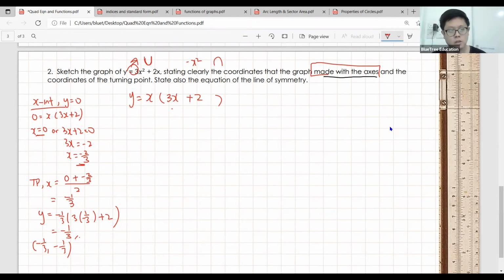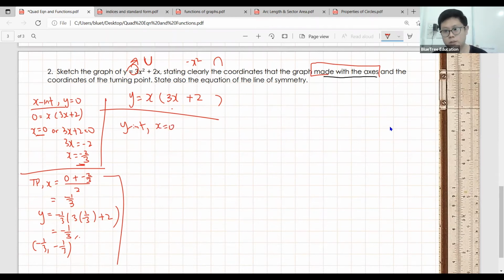Okay. So you have the x-intercept and the turning point, and is there anything you missed out? Yeah, we haven't stated the y-intercept as well. So let's do that. Now, for the y-intercept, as we mentioned in the previous video as well, the x is going to be 0, which means that at the place where it cuts the y-axis, there is no value for x. So when x is 0, you sub it in, and that will be basically finding the y.